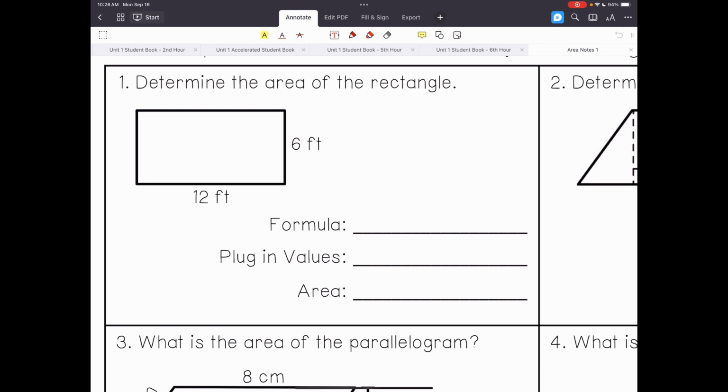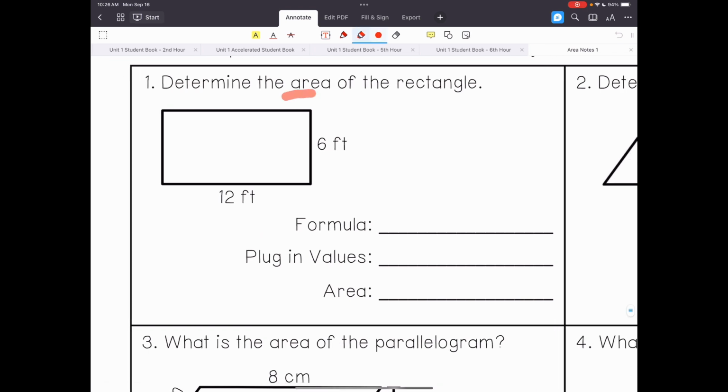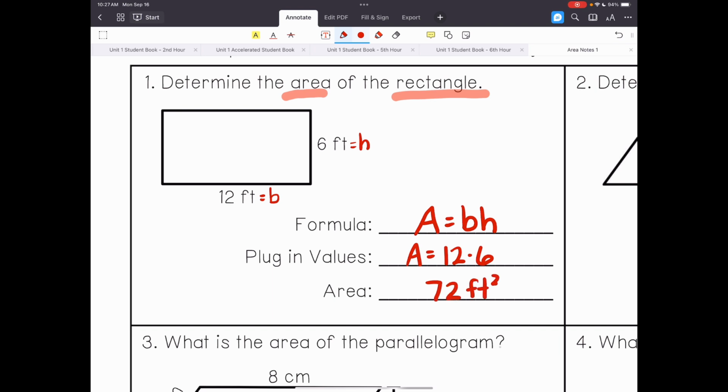So we identified that it is a rectangle. We are looking for the area. We are looking for the area of a rectangle. So let's write our formula of area equals base times height. And our plug-in values, we're going to identify 12 as our base, 6 as our height. So area equals 12 times 6, and you can use your multiplication chart for that. I personally like to count by 12s just to practice that. 12, 24, 36, 48, 60, 72. So I know that 72 and feet squared is going to be my units.